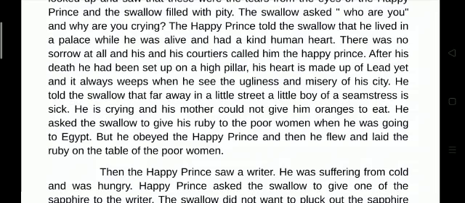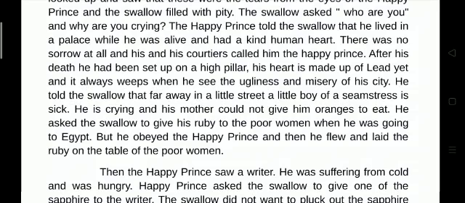He asked the swallow, who? The prince, the happy prince, asked the swallow to give his ruby to the poor woman when he was going to Egypt. Now the swallow was going to Egypt. So the happy prince requested that he go and give this ruby to the poor woman and then go to Egypt. He obeyed the happy prince, and then he flew and laid the ruby on the table of the poor woman.